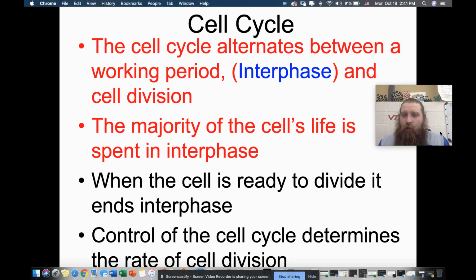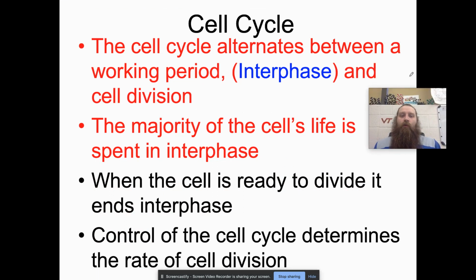The cell cycle is the answer to that problem. There are two main sides of the cell cycle: interphase and cell division. The majority of your cell's life is spent in interphase because your cell has a job to do. If it's a liver cell, it's got liver stuff to do. If it's a red blood cell, it's got red blood cell stuff to do. If it's a brain cell or a neuron, it's got neuron stuff to do. And if it doesn't do those jobs, then you as an organism will not function correctly. But when the cell gets ready to divide, it's time to jump over into cell division.